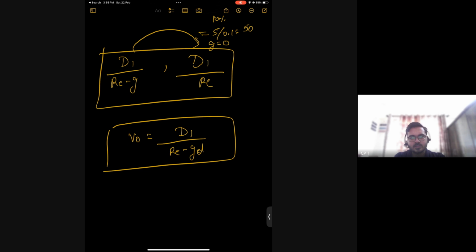The question over here is this example: calculate the value of stock that paid 1.5 dividend last year if the dividends are expected to grow at 8% forever and the required rate of return on equity is 12%. Fairly straightforward, fairly simple. You just need to put in the numbers in the formula and you'll get your answer. So take out a couple of minutes, try to solve this, and we are done for today.